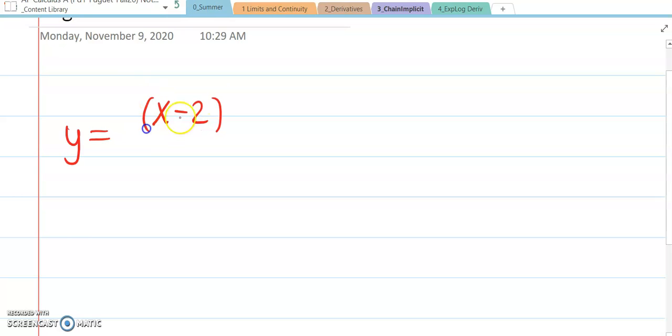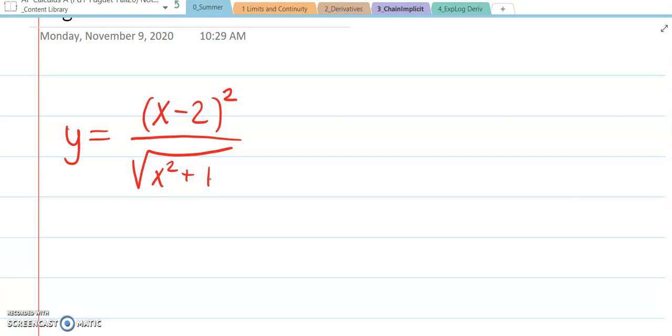x minus 2 quantity squared over the square root of x squared plus 1. And the question I left you with is how could we find this derivative without using the chain rule or quotient rule in order to complete this?